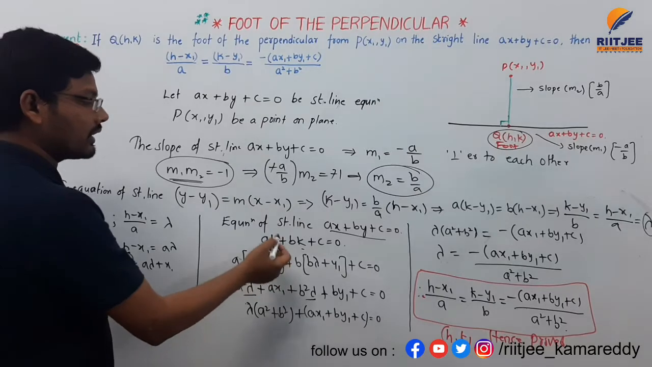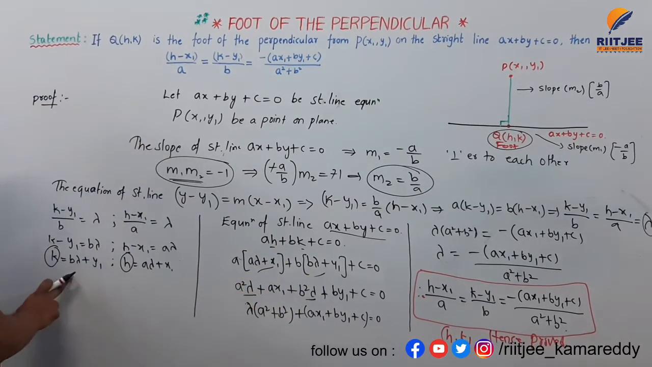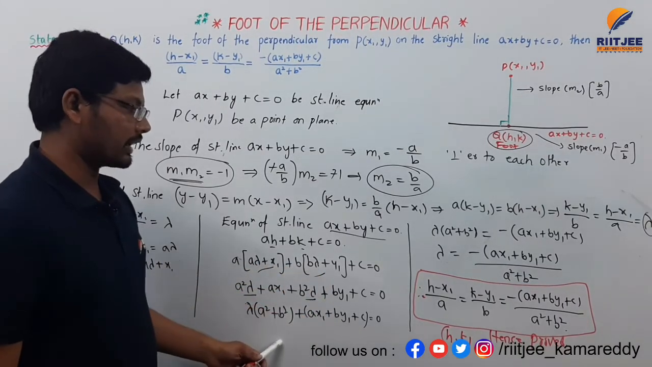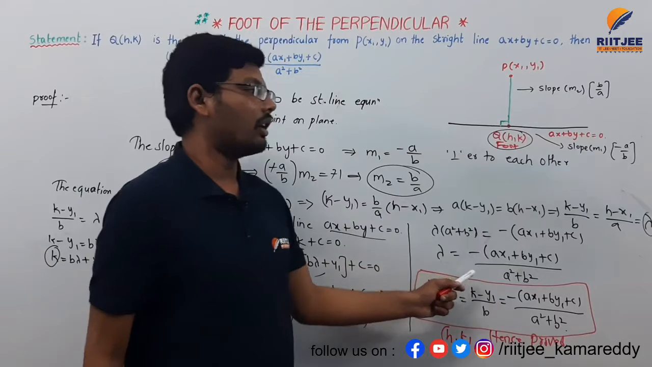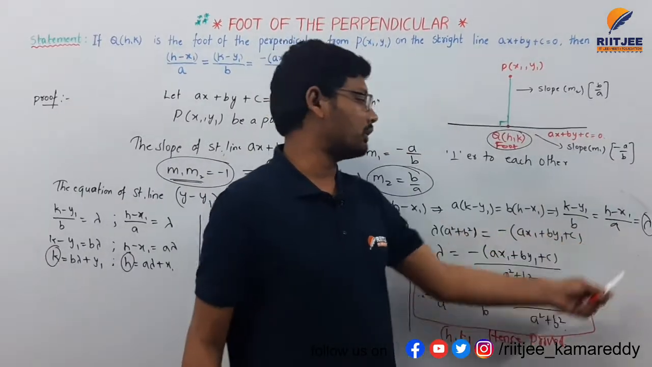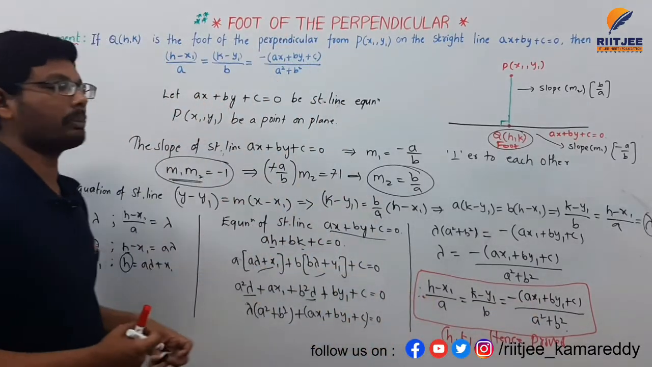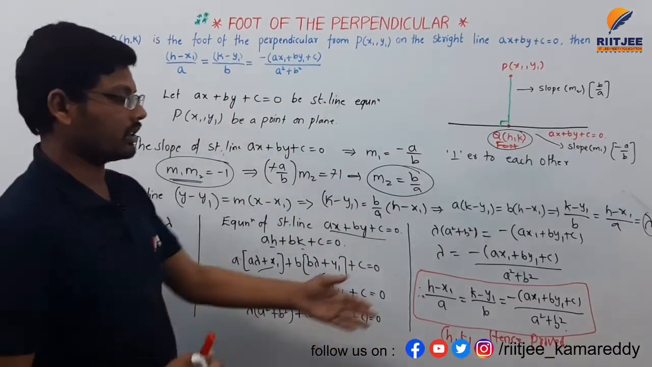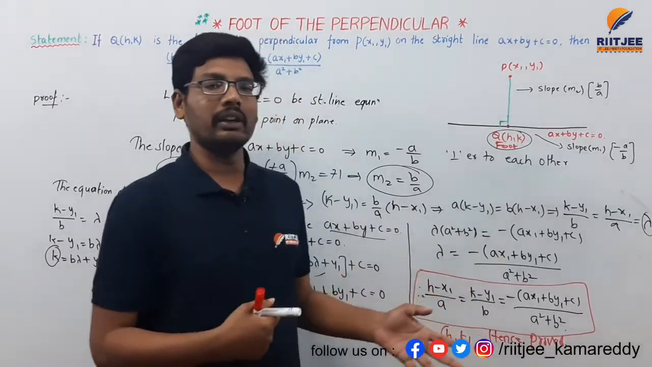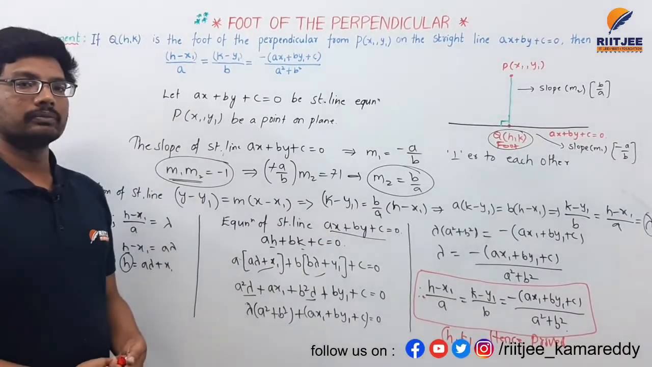After substituting h comma k, we already have the values of h and k here. After simplifying this expression, we got the lambda value. Already we considered the lambda value for these two terms. While comparing all the terms, we got the expression of the foot of the perpendicular. With this expression we can find the foot of the perpendicular of any point. So this is all about the foot of the perpendicular.